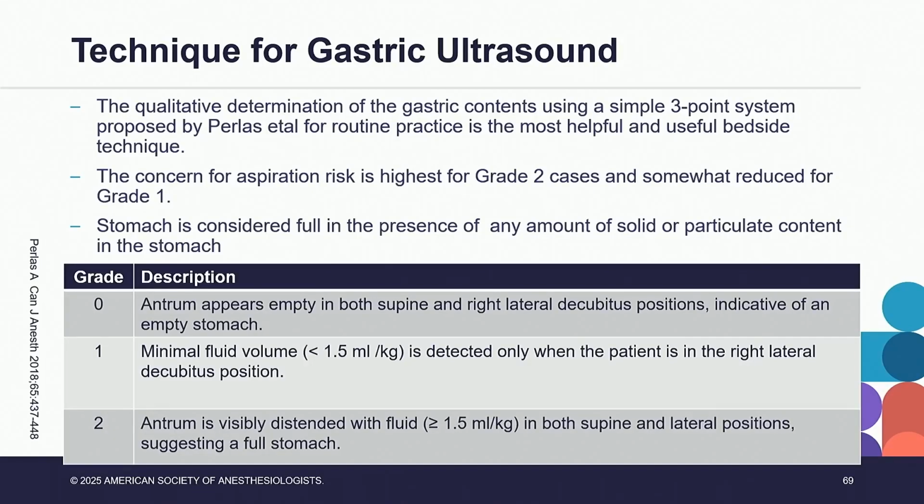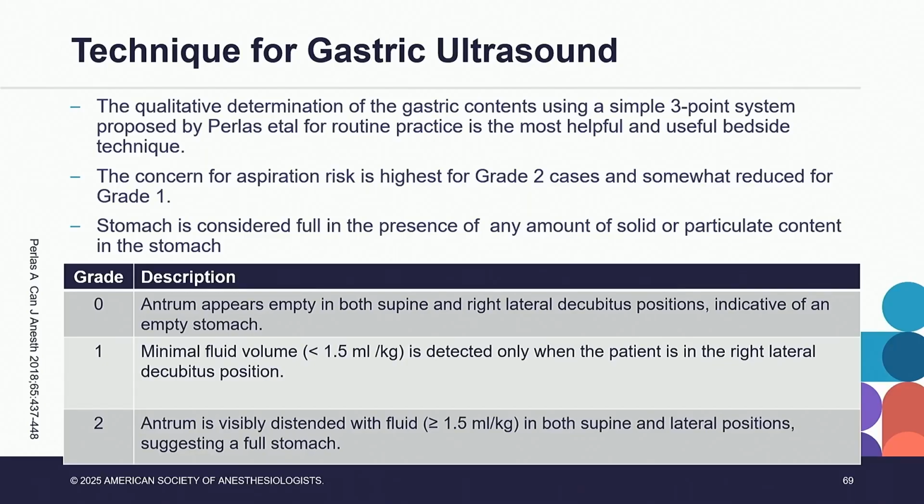How about the qualitative determination of the gastric contents using the simple 3-point system proposed by Perlas et al.? For routine practice, it is the most helpful and useful bedside technique. The concern for aspiration risk is highest for grade 2 cases and somewhat reduced for grade 1. The stomach is considered full in the presence of any amount of solid or particulate content.